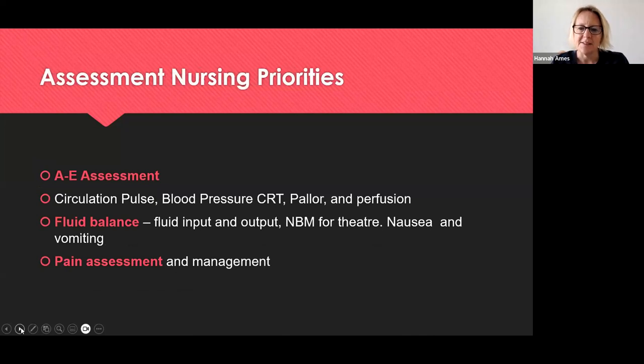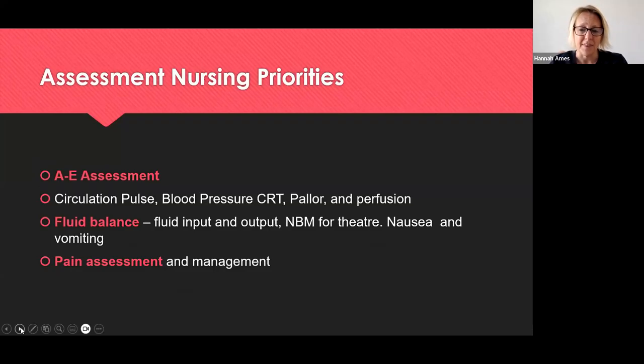So what would be your assessment nursing priority? So obviously, as with all your APIE scenarios, you need to do your A2E assessment. That's exactly the same. We should definitely be looking out for any signs of sepsis and shock. So particularly, picking up on any changes in your circulation, pulse, blood pressure, CRT, pallor, and perfusion. We should definitely be monitoring fluid balance, so commencing a fluid input and output chart.